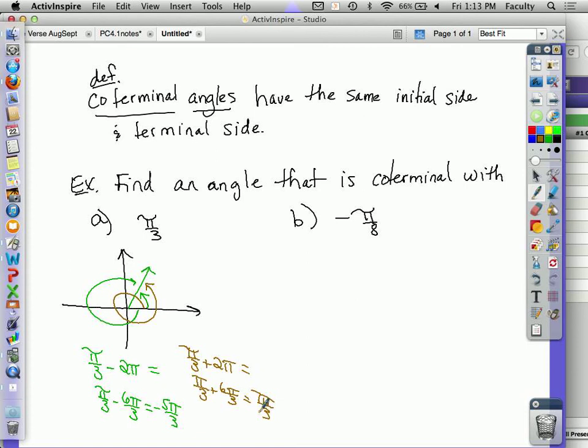So let's write ourselves a note. To find coterminal angles, now it matters, you guys. The order of subtraction matters. So it's not 2 pi minus the angle, it's the angle minus 2 pi, or the angle plus 2 pi. So now I can do B without drawing a picture. I can just add 2 pi to this. So that's negative pi over 8 plus 16 pi over 8.